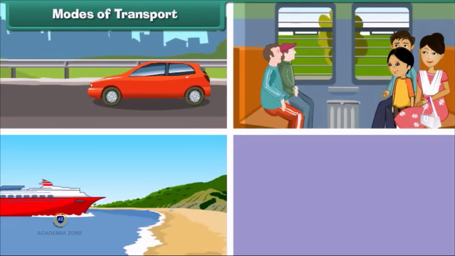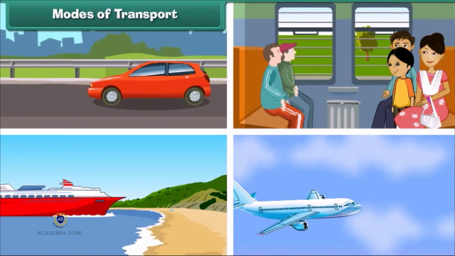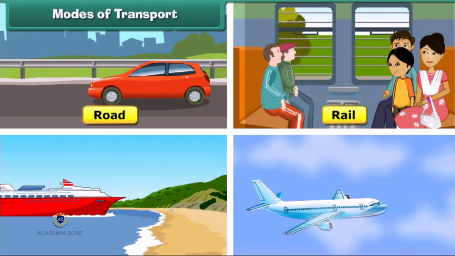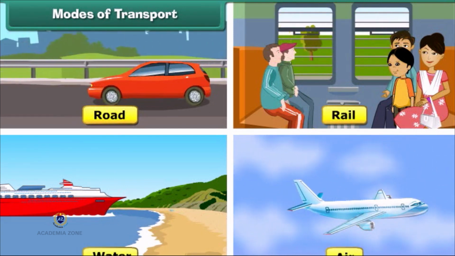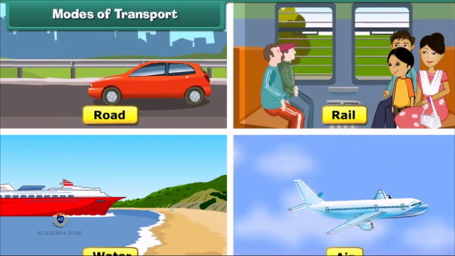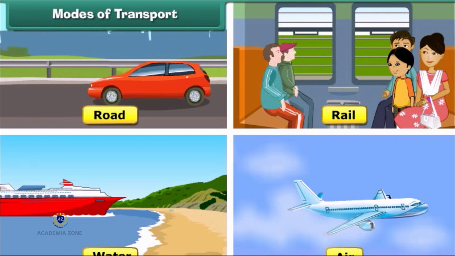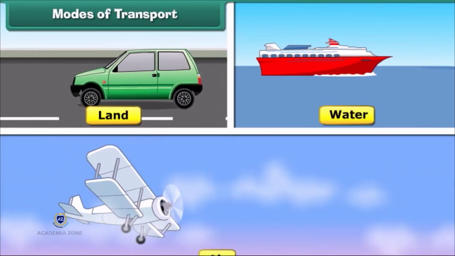Modes of transport. Goods, animals, and people can be transported by road, rail, water, or air. Different mediums used for transportation are known as the modes of transport. Modes of transport can be broadly divided into 3 categories: land transport, water transport, and air transport.